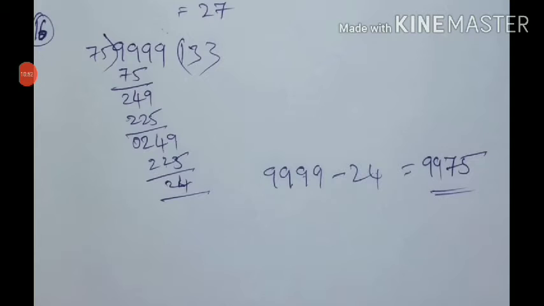Next, find the greatest number of 4 digits which is exactly divisible by 75. Greatest 4 digit number is 9999. Divide this one with 75. 75 ones are 75, so 2. Again take 9 2 down to 249, so 75 threes are 225. The remainder is 24. Subtract that remainder from 9999, you are going to get 9975. This is the number which is exactly divisible by 75.